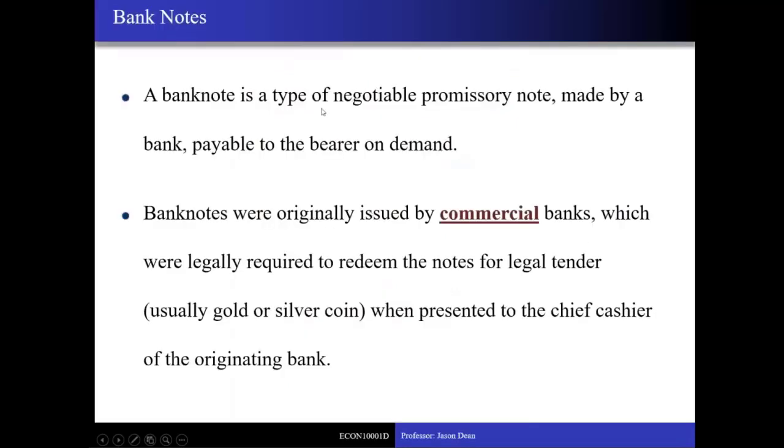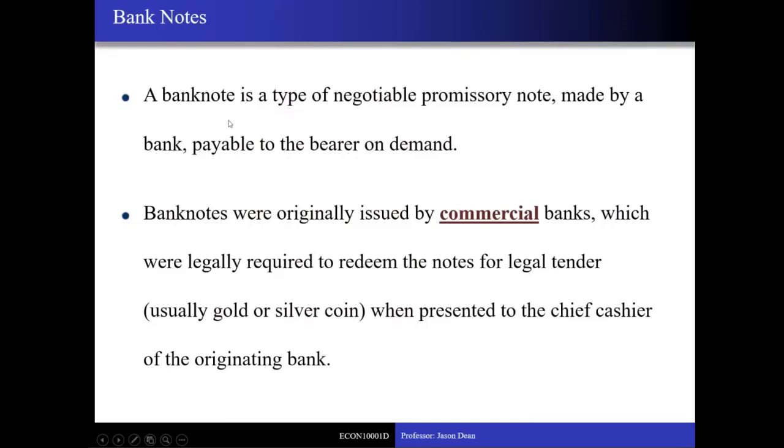So just some terminology notes. A bank note is a type of negotiable promissory note made by a bank payable to the bearer on demand. So again, think of the idea of the Goldsmith, those receipts. Those are promissory notes, or IOUs, you can call them. Another word is just a bank note.